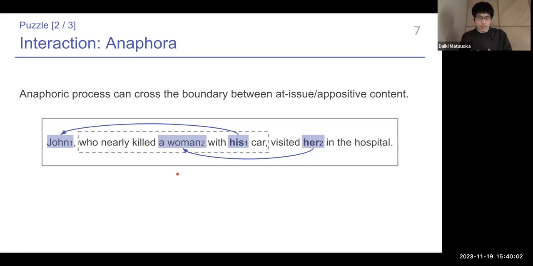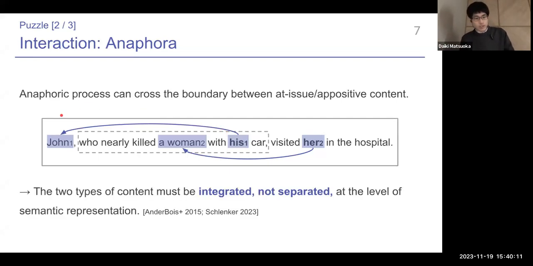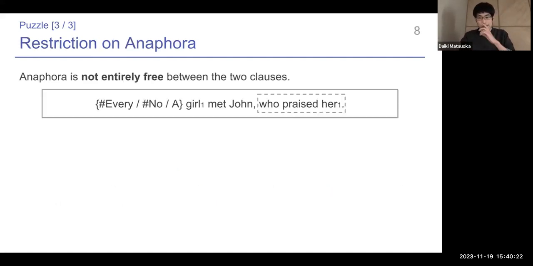This means that we cannot just separate these two contents, because there is a kind of cyclic dependency between the two types of content. In other words, these two must be integrated and not separated at the level of semantic representation. Nevertheless, such anaphora is not entirely free. Here are some examples. "Every girl met John, who praised her." This is impossible. Or "No girl met John, who praised her." This is not possible either.